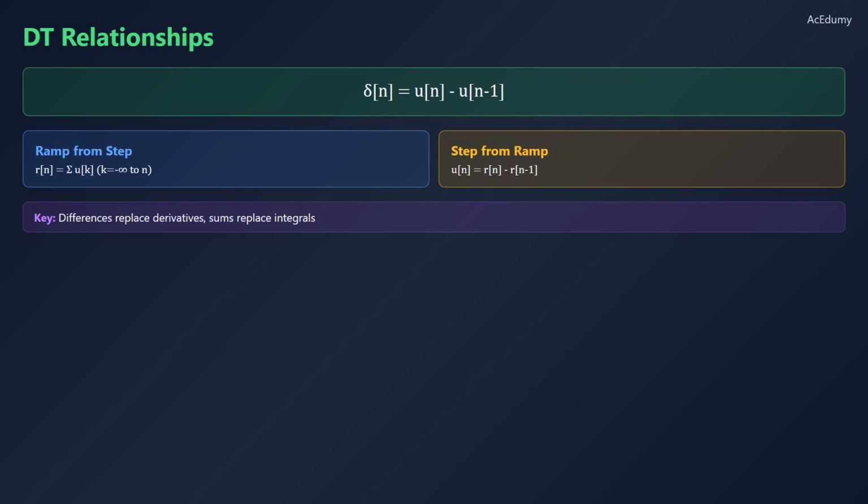For the ramp, r[n] equals the cumulative sum of u[k], giving 0, 1, 2, 3. The first difference of r[n] gives back u[n].